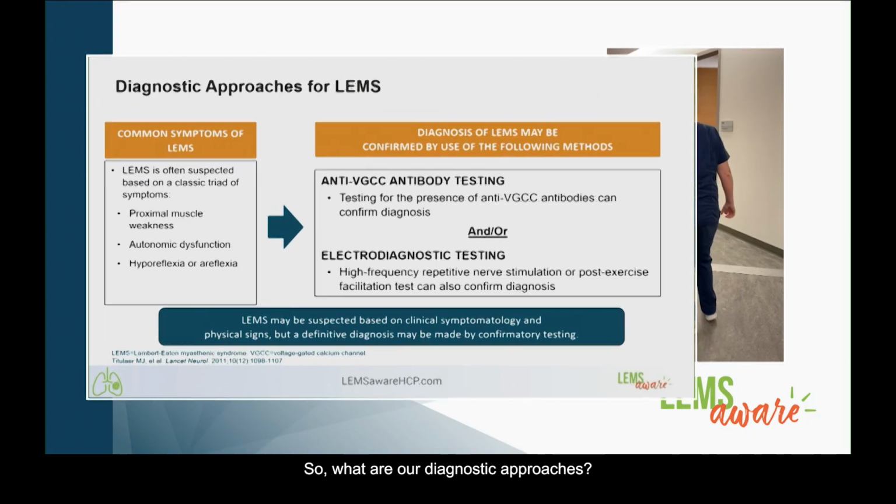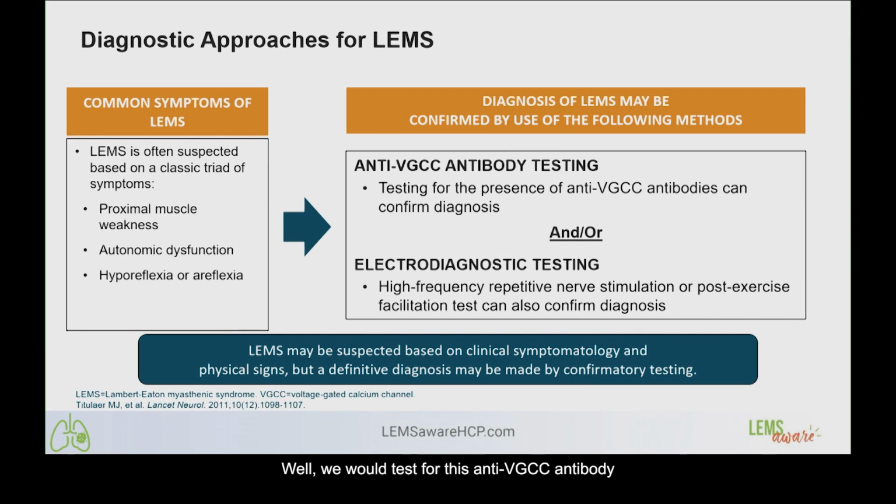So what are our diagnostic approaches? Well, we would test for this anti-VGCC antibody, and that can confirm diagnosis. That would be a blood test, and or doing an electrodiagnostic test, which is a high-frequency repetitive nerve stimulation or post-exercise facilitation test. That can also be a confirmatory diagnosis tool. LEMS may be suspected based on clinical symptomatology and physical signs, but we really need to do one of these confirmatory tests to make a definitive diagnosis.